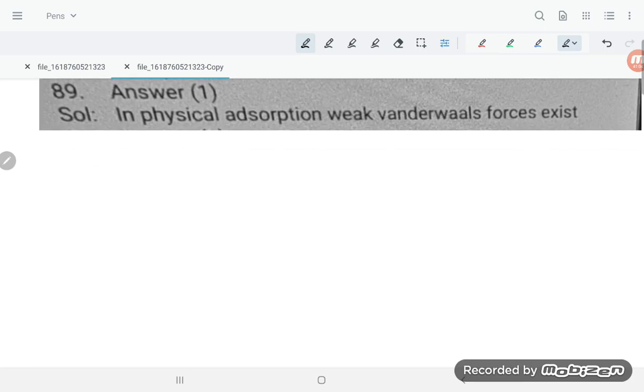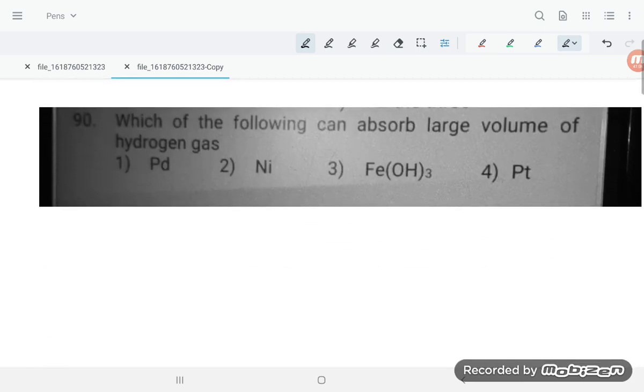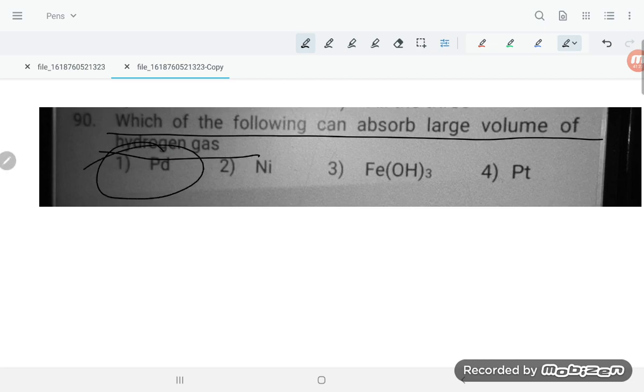Last question, you try to solve it, students. Which of the following can adsorb large volume of hydrogen gas? Palladium, nickel, ferric hydroxide, and Pt. Okay. So palladium can adsorb the large volume because palladium forms a non-stoichiometric compound with H2, so it will form.